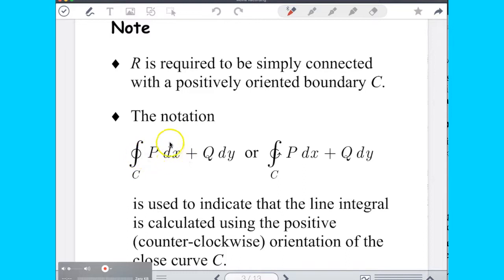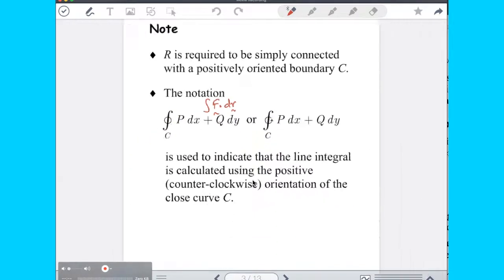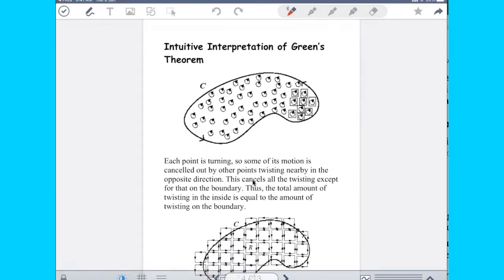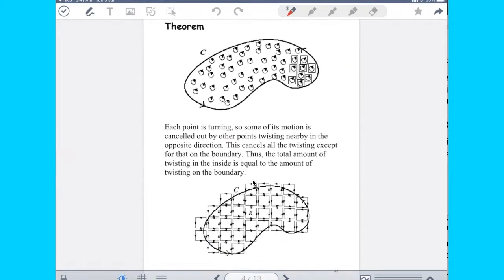So this one is actually the simplified form of the f dot dr, p dx plus q dy. Sometimes we use this notation, and sometimes we use this. Both are the same. You can use both, meaning that you have a closed curve in the anti-clockwise direction. So that is about Green's theorem. This is the physical meaning: the line integral says that the total rotation along the curve C is equal to the total rotation inside the region R.